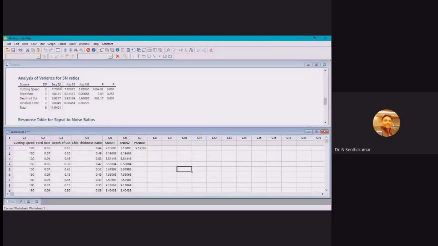In this, we have the sequential sum of squares, sir. So the percentage contribution of cutting speed is equal to 7.7007 divided by total sequential sum of squares. That is the percentage contribution. The percentage contribution of feed rate is equal to sequential sum of squares 0.01131 divided by total sum of squares 11.6401. The percentage contribution of depth of cut is equal to 3.9217 divided by 11.6401, sir. This is how we are going to determine the quantification, how much it influences.